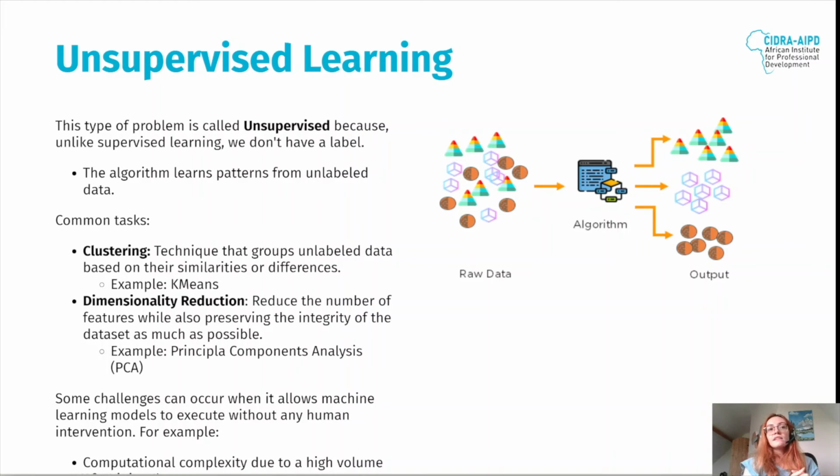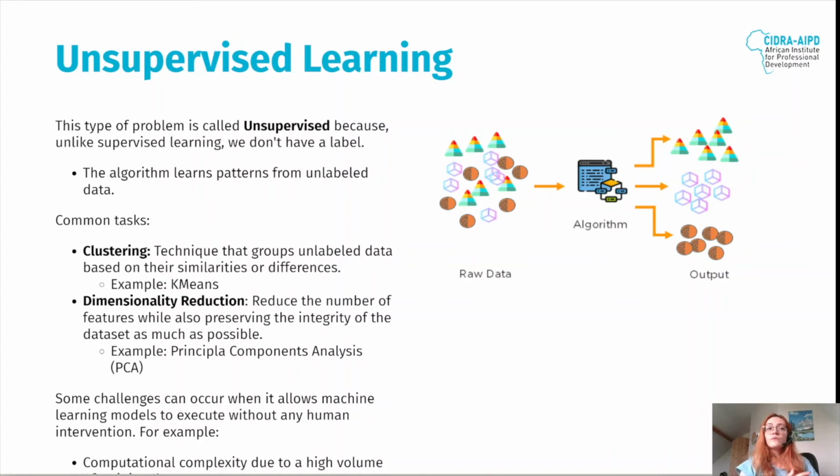So some common tasks are clustering. That's when you group unlabeled data based on their similarities or differences. Just like the image there, this is a common clustering example. So I have triangles, circles, whatever the other thing is, and then you apply the algorithm and you can actually say, okay, the triangles are here, the pink and blue shapes are another type of data, and the circles are a different type of data. So this is what you're doing there, and an example of an algorithm that can help us is k-means.